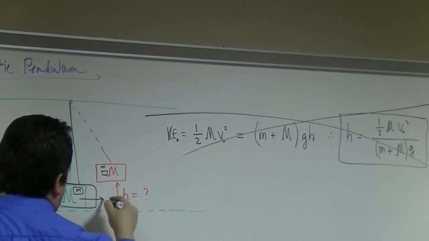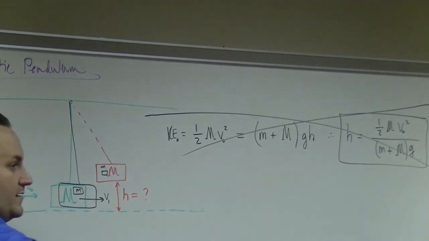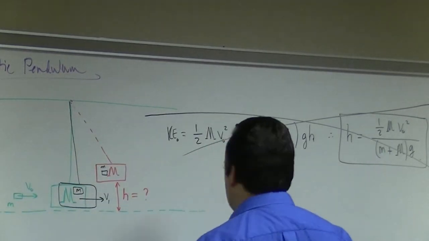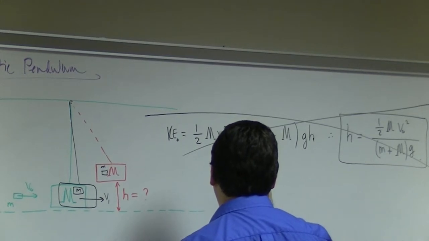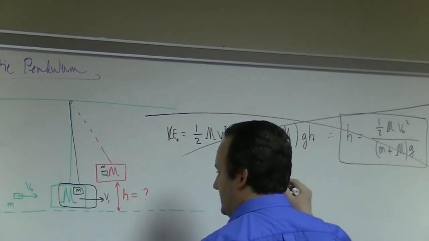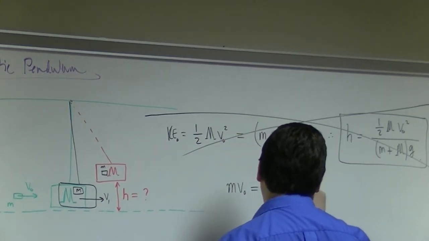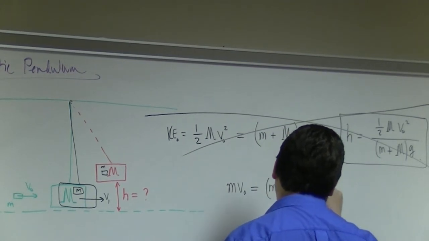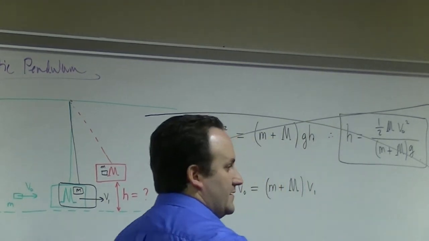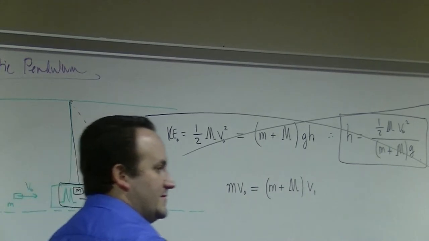Where the speed of the combined thing is v1. So I can say momentum is conserved before and after the collision. So I have m v naught is equal to m plus big M times v1. That's conservation of momentum in the collision.